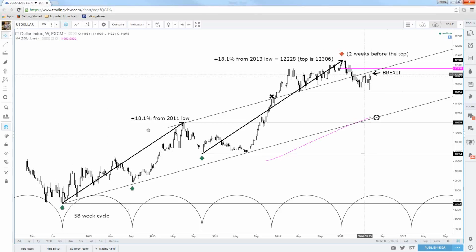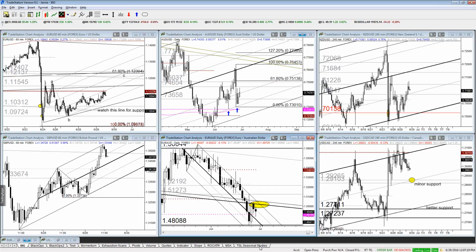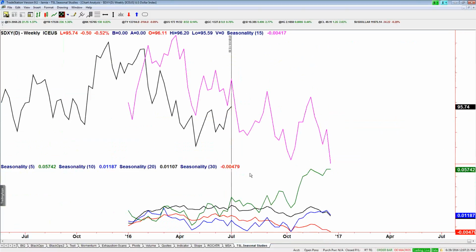So look, in order for this to work, you need to find a resistance and all this. But let's look at this too, Leon and everyone else. This is dollar seasonality.